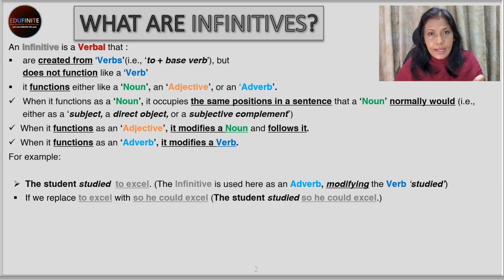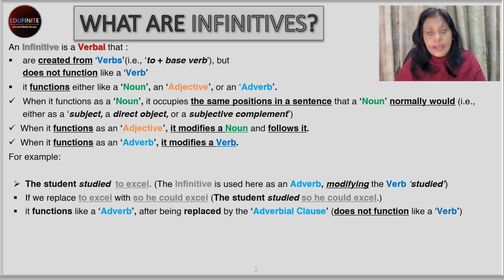Now, if we replace to excel with so he could excel, the sentence would look like the student studied so he could excel. Now, so he could excel is the adverbial clause. Now, when we replace to excel, the infinitive, with this adverbial clause, it is functioning exactly like an adverb. It's not functioning like a verb. So it is an adverb. The infinitive is an adverb.